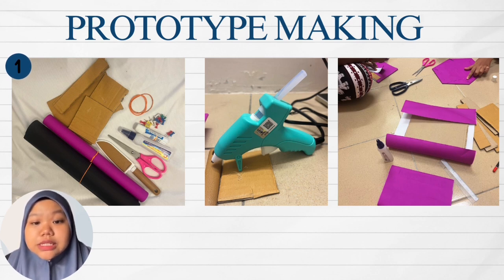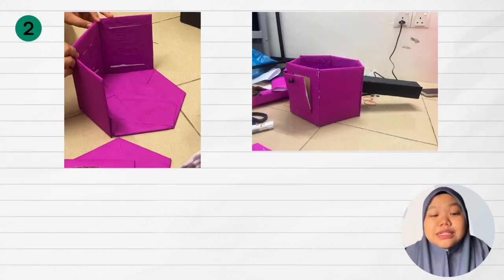This picture shows the raw materials needed to make this prototype. That is, cardboard, paper roll, scissors, glue, knife cutter, cardboard pushpin, rubber, plastic paper, and a hot glue gun. Second, after the cardboard is wrapped by a paper roll, we start building our hexagon pot shape by joining it to the hexagon shape using a hot glue gun to straighten the position of our pot design.